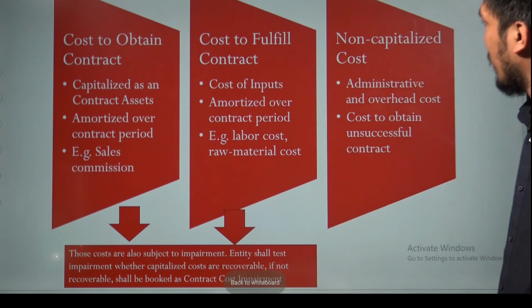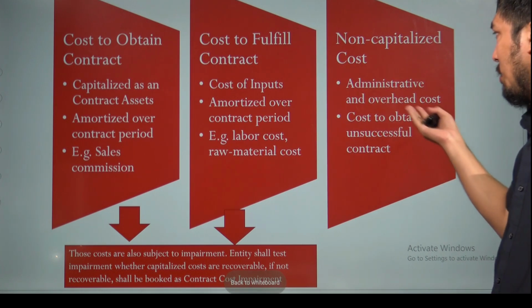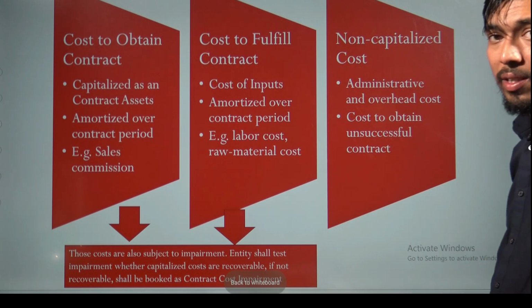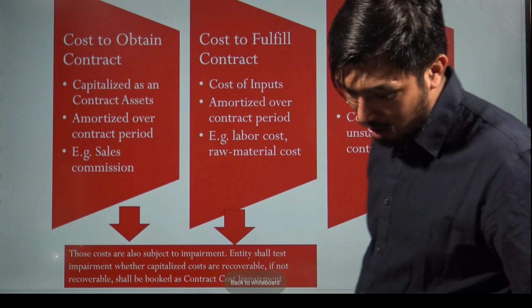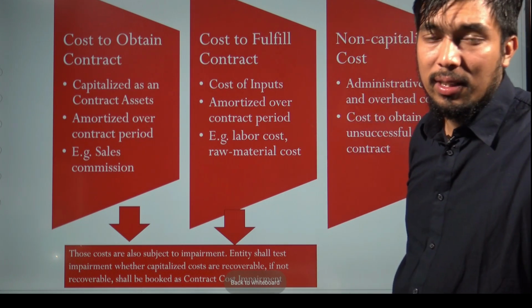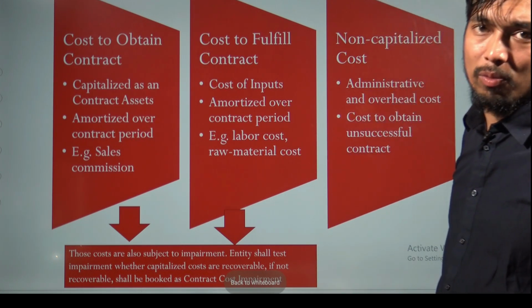Then others are the non-capitalized costs, that is administrative and overhead cost, and cost to obtain an unsuccessful contract. If you have paid a certain charge to bid for a government construction contract, but you did not get that contract, then it should be expensed within the same year.